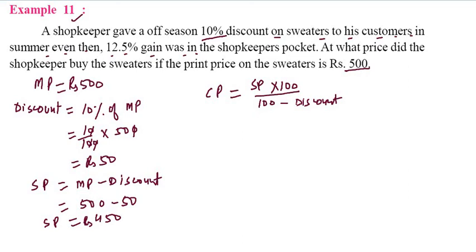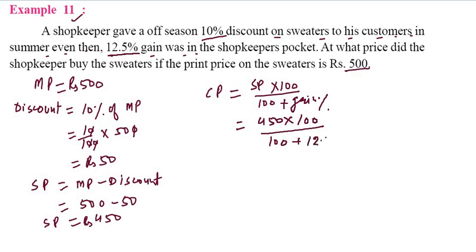It is not a discount. It is the gain. So you have to write this one. That is the plus and that is the gain. Gain percent is given as 12.5. So you have to write selling price is 450 and it is 100 plus gain percent, which is given as 12.5.